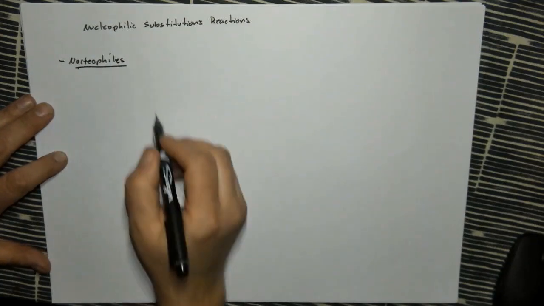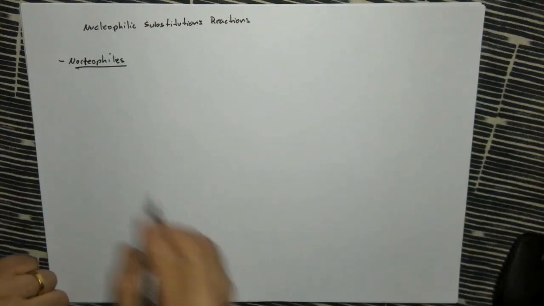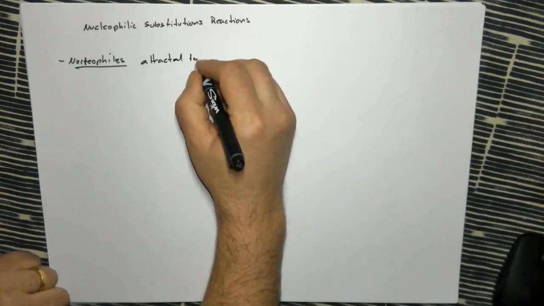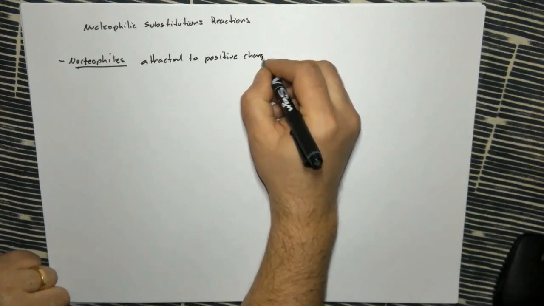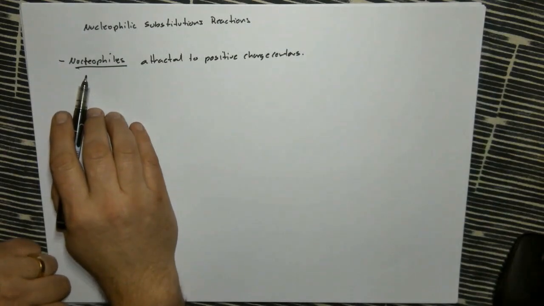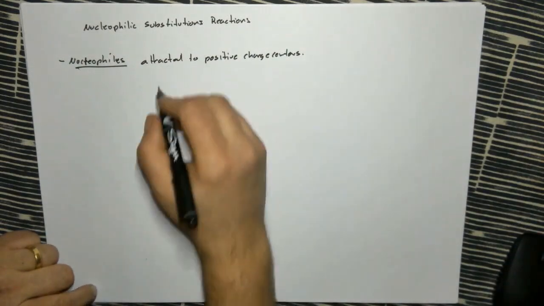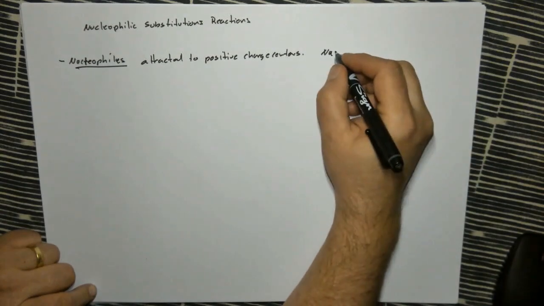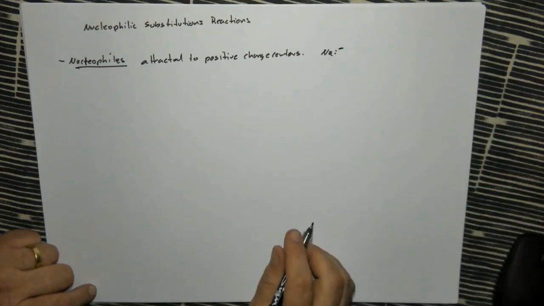So as the name implies, nucleophiles are attracted to positive charge centers. Not necessarily to the nucleus itself, but to positive charges. The nucleophile then generally is given the symbol Nu with two dots, for reasons we'll get into in a minute, and sometimes it's given a little negative charge.